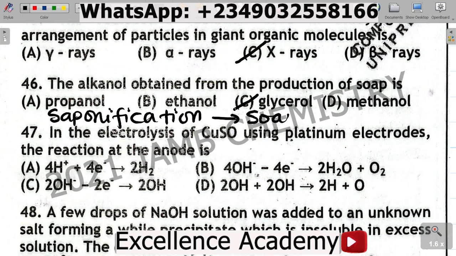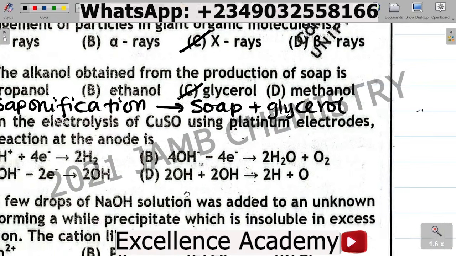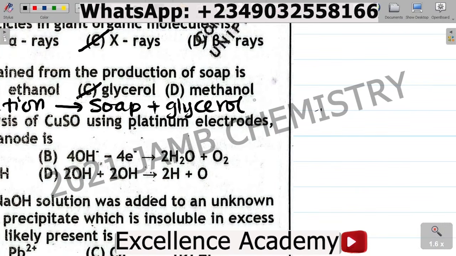The first thing you have there is soap, and then after soap, you now have glycerol. So it produces soap as well as glycerol. Hence, the alkanol obtained is actually glycerol. And you want to take note that the proper IUPAC name for glycerol is actually propan-1,2,3-triol.